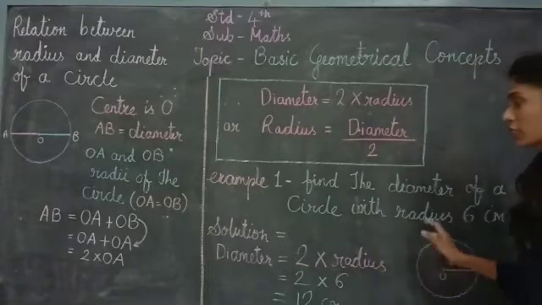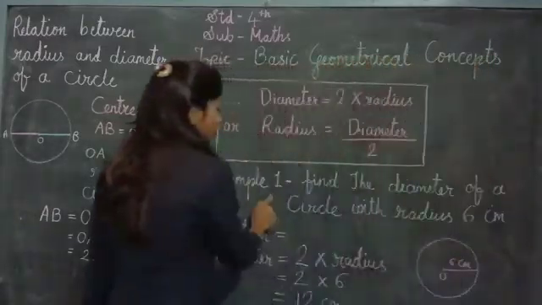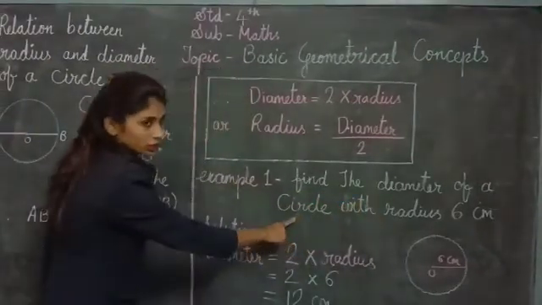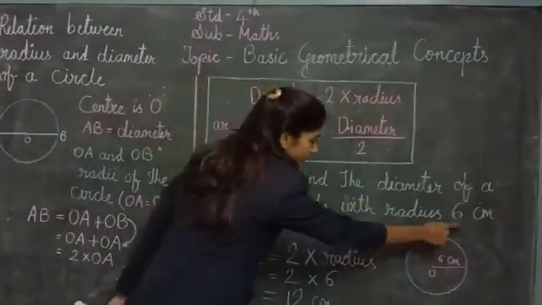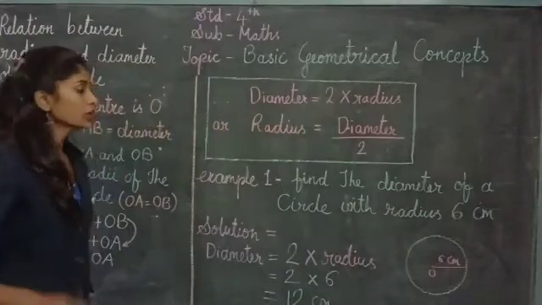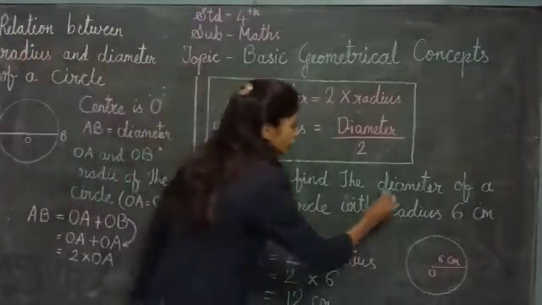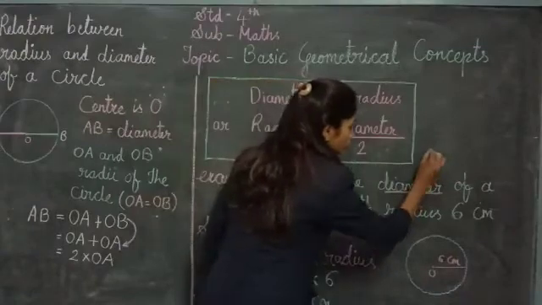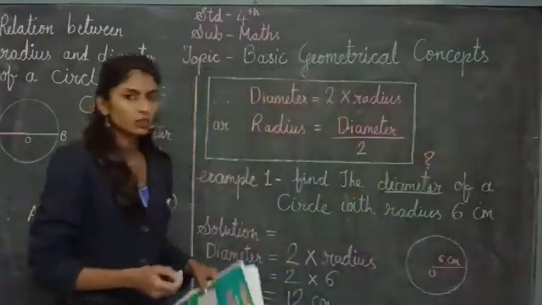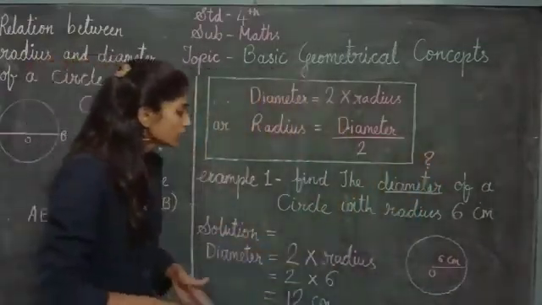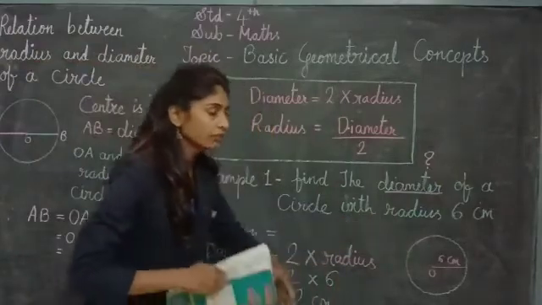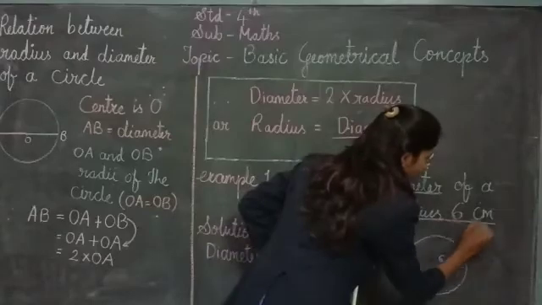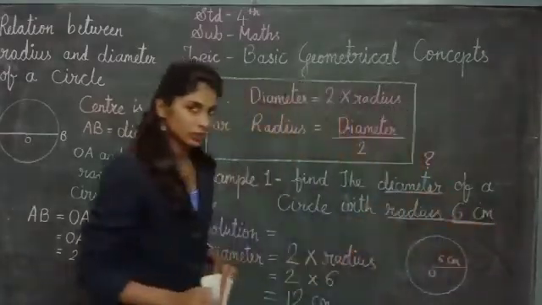Now children, see the first example. The first question is given: find the diameter of a circle with radius 6 cm. Here, what do you need to find out? You need to find out the diameter. This is not given; you have to find it out. It's the question asked. And what is given? Radius is given. The radius is given as 6 cm.